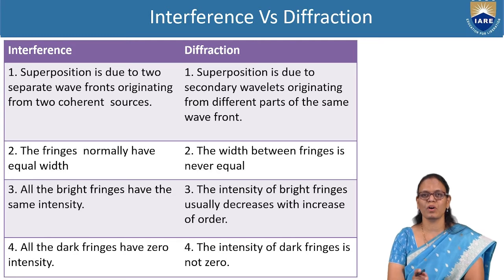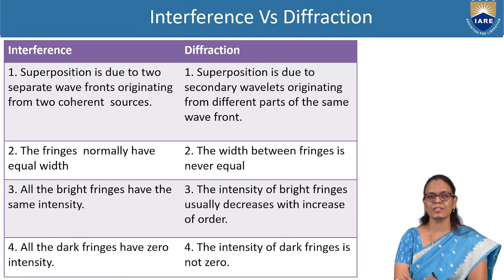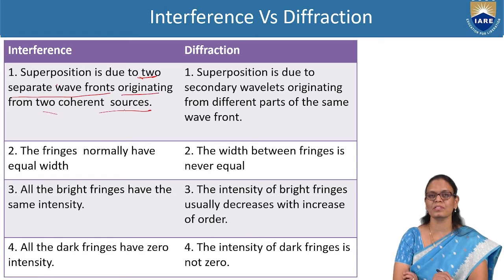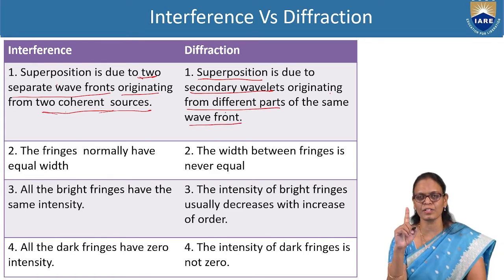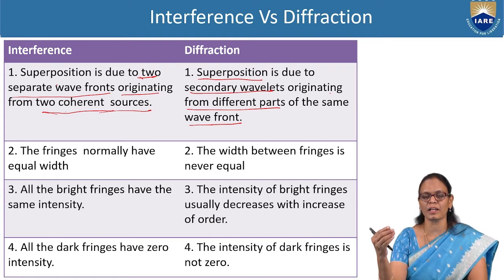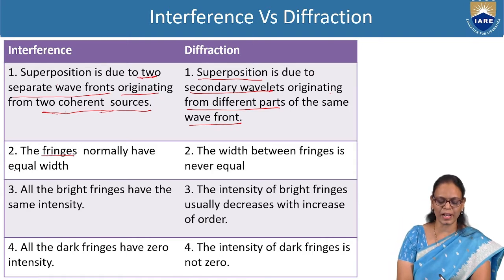Now let us compare and contrast. In interference, superposition is due to two separate wavefronts originating from two coherent sources. And in diffraction, superposition is due to the secondary wavelets originating from different parts of the same wavefront. We have a single wavefront, but the secondary waves emitted from different parts of the wavefront interfere with each other.